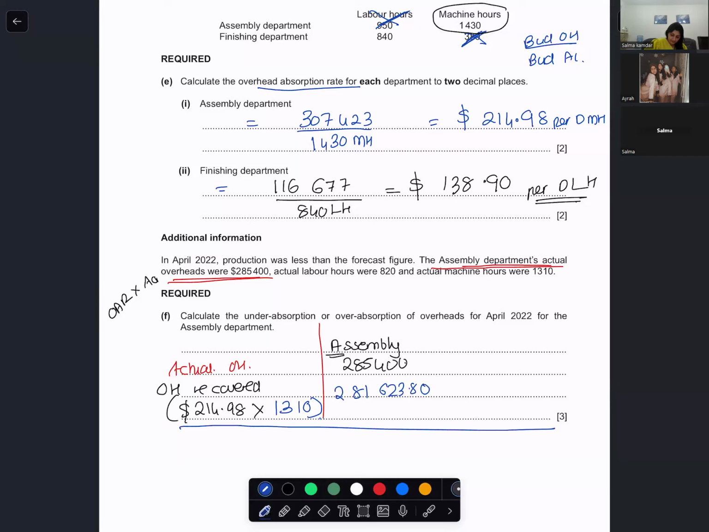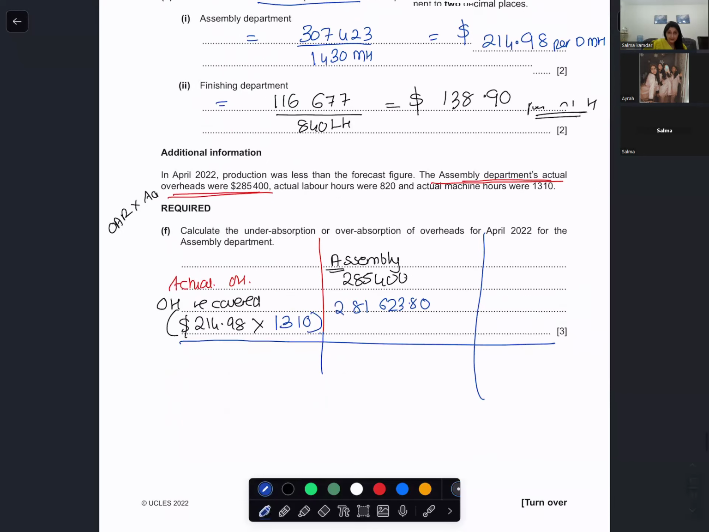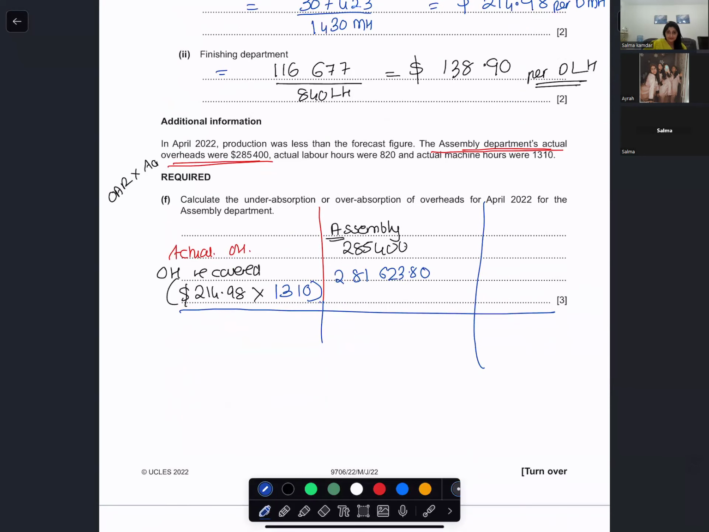You actually spent more and recovered less, so it is under absorbed by 3,776.2. Okay, we go ahead.